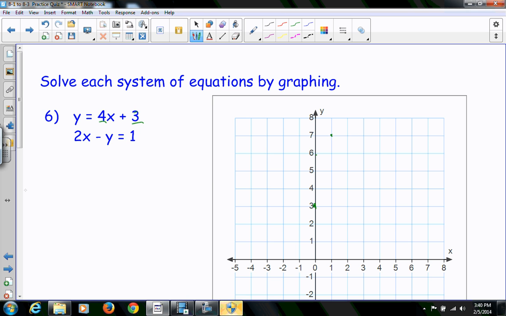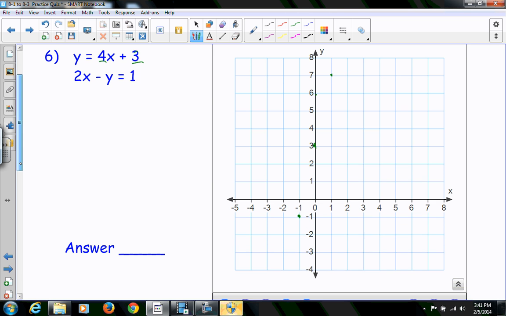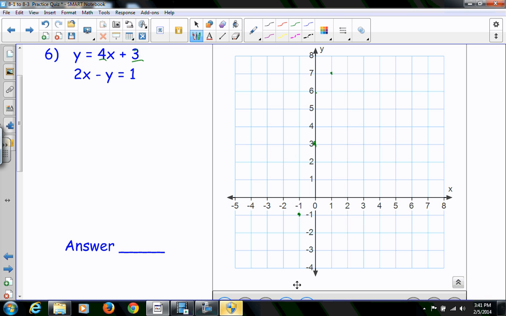And I'm going to go backwards 2, just so I can get more points. So down 1, 2, 3, 4, and then left. Down 1, 2, 3, 4, and then I guess I'm kind of off the page here. 1, 2, 3, 4, and then some about there. Okay. And then I got to take this one and solve for y.